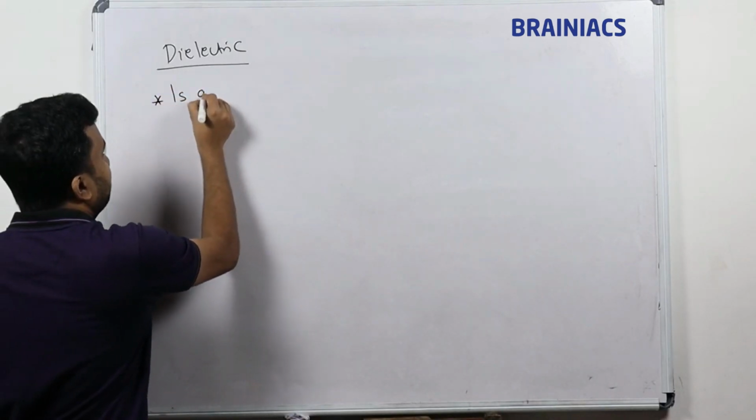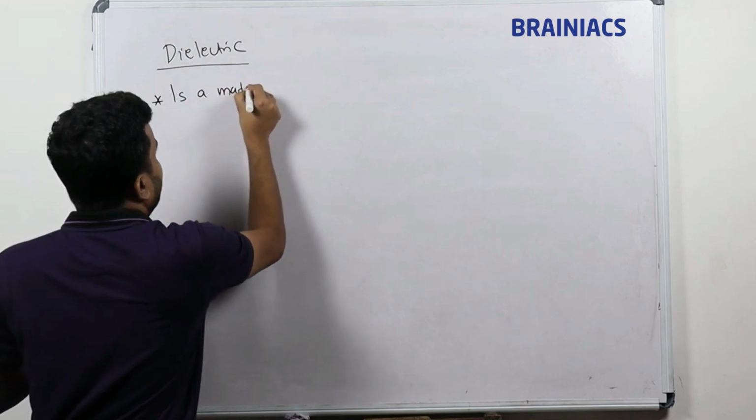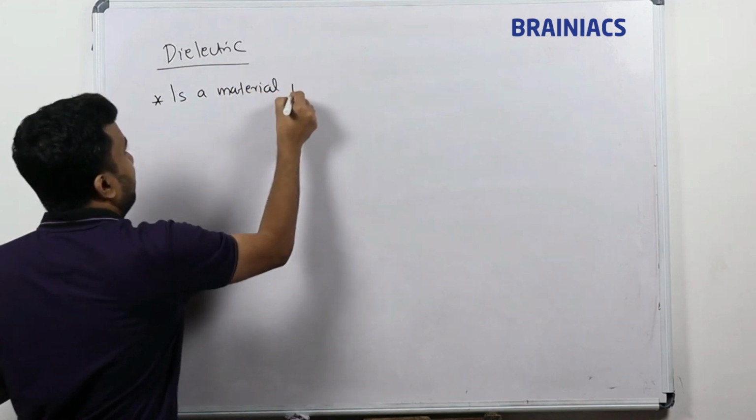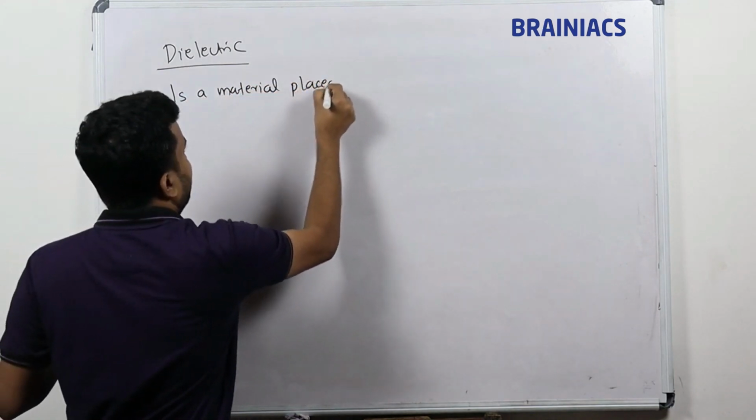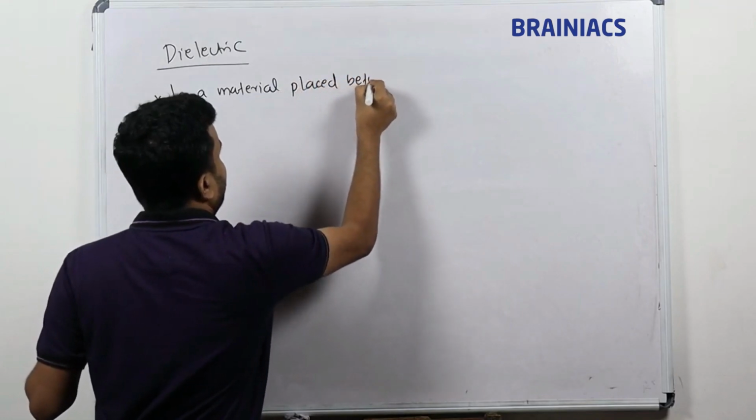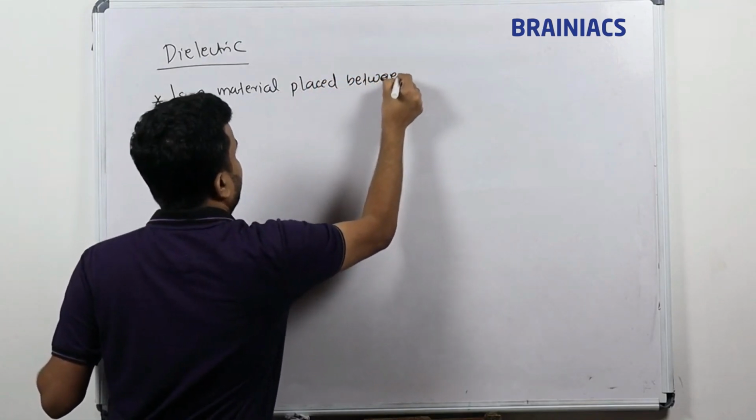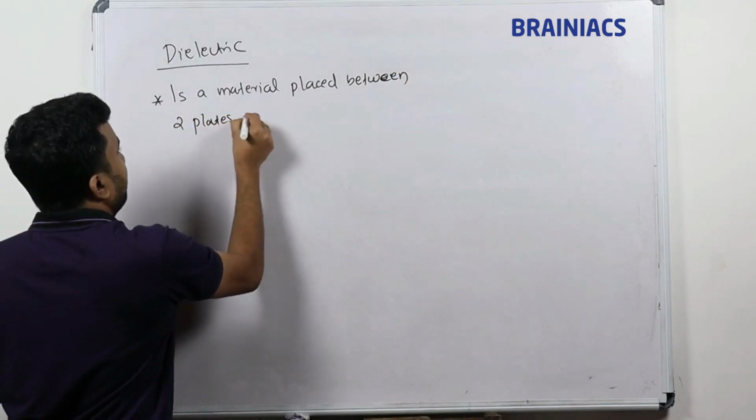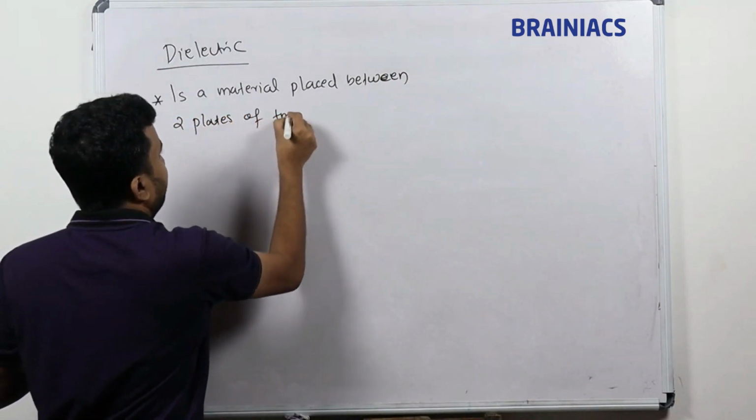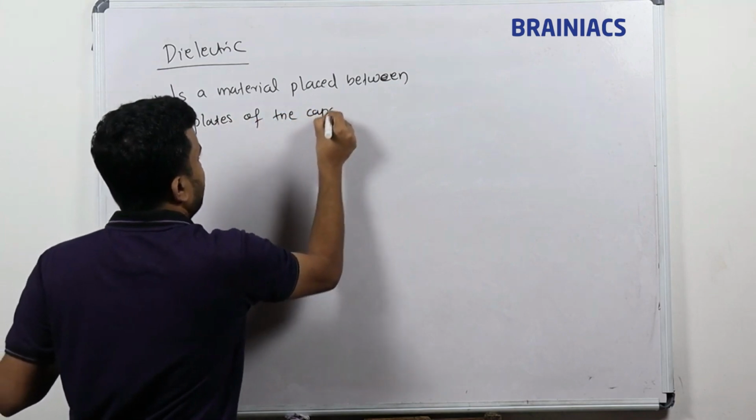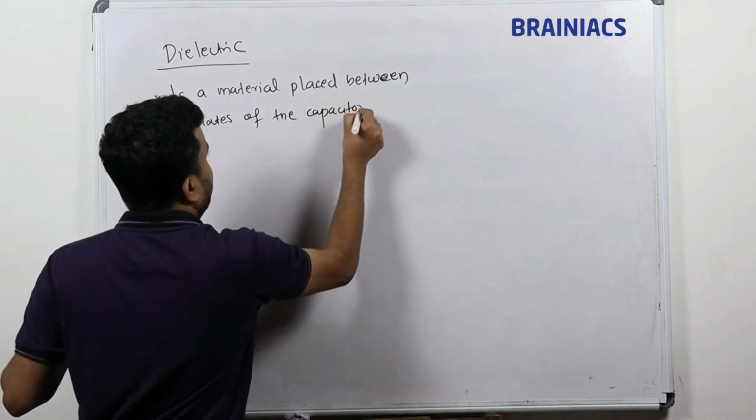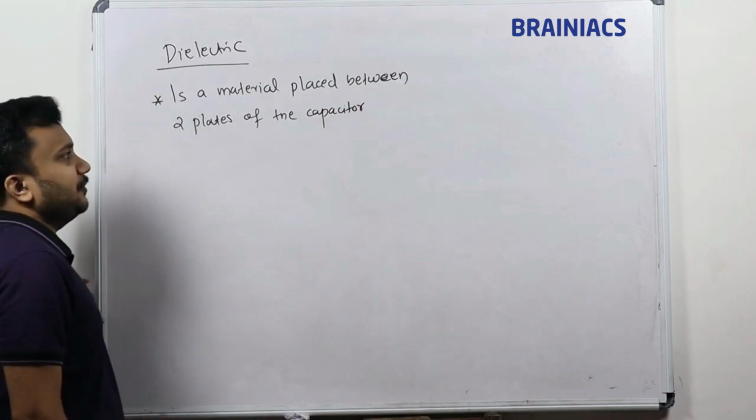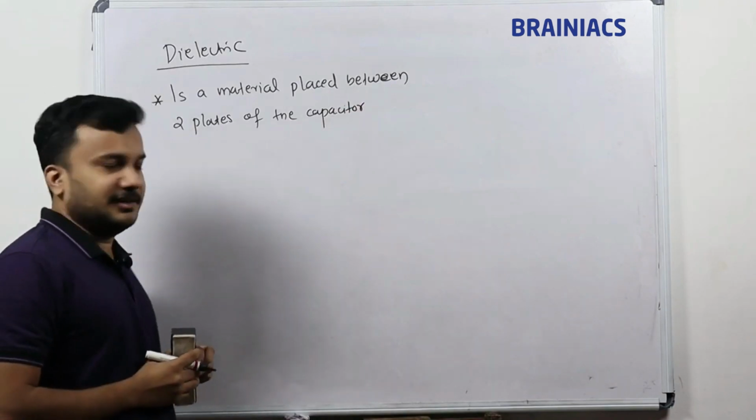A dielectric is a material placed between two plates of the capacitor. So the material which we place between the plates of the capacitor is called a dielectric.